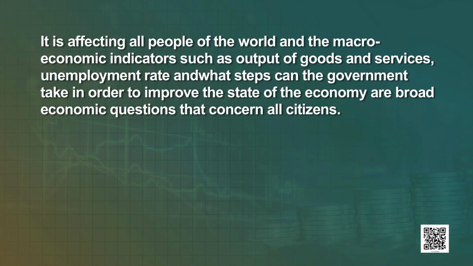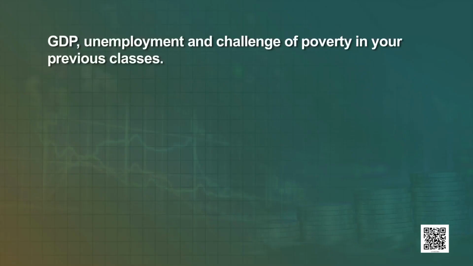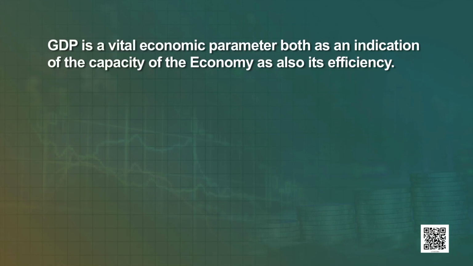that concern all citizens. Learners, you have studied these indicators like GDP, unemployment, and the challenge of poverty in your previous classes. You may recall that GDP is the value of final goods and services produced within a country during a particular year. GDP shows how big the economy is. GDP is a vital economic parameter both as an indication of the capacity of the economy and also its efficiency. It is an important indicator of the economy to know the total output of the economy.